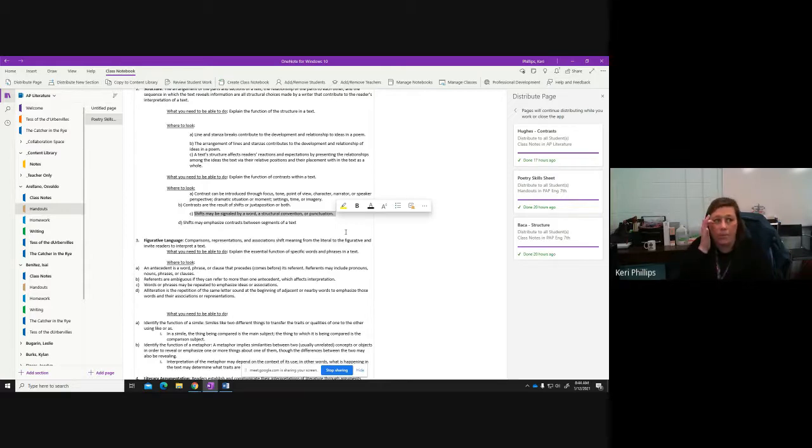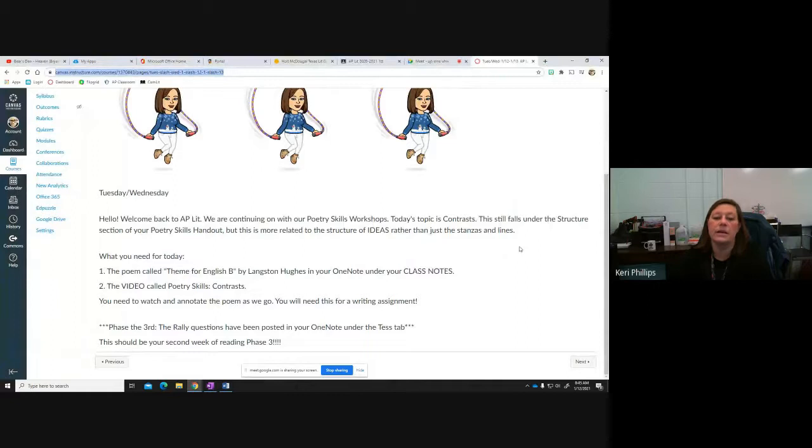And so those shifts, which could be shifts of focus, shifts of tone, shifts of point of view, all those things are signals that there's probably a contrast. And then shifts can emphasize contrast between segments, between sections. So that's what we're looking at today, specifically contrasts.